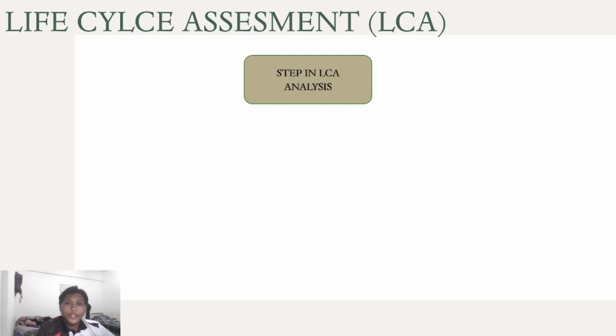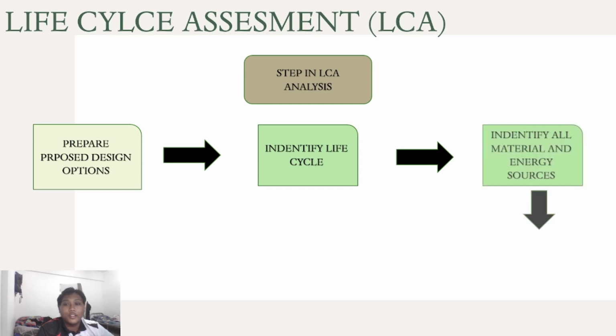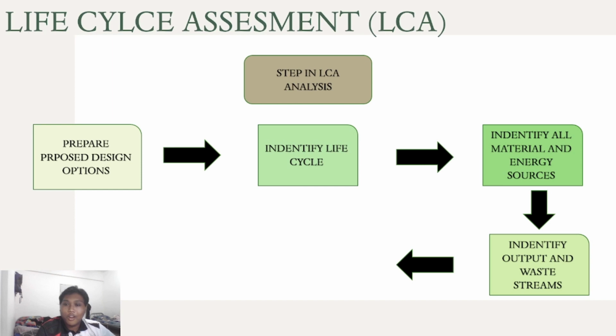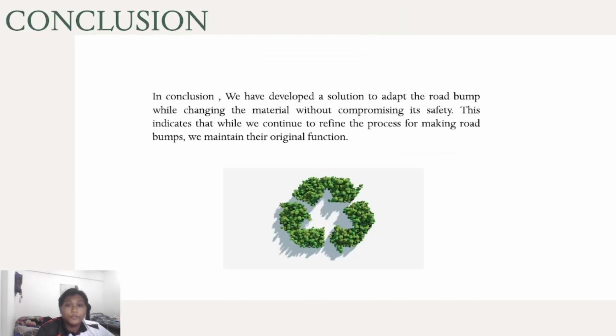After that, we use life cycle assessment, or LCA. There are several steps in LCA analysis. We prepare the proposed design options, identify the life cycle, identify all material and energy sources, identify output and waste streams, quantify the impact of each material and energy, and aggregate the impact into categories for comparison.